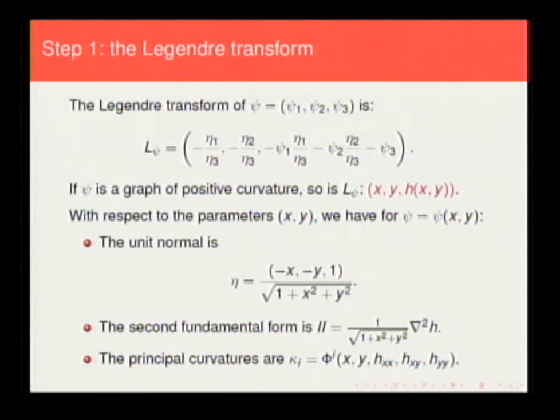The second fundamental form of this surface is given by this times the Hessian of the height of the Legendre transformation. H is the height of the Legendre transformation, and it is important that the principal curvatures of our initial surface are only a certain function of xy, the coordinates, and only the second derivative of h. This is a key point.